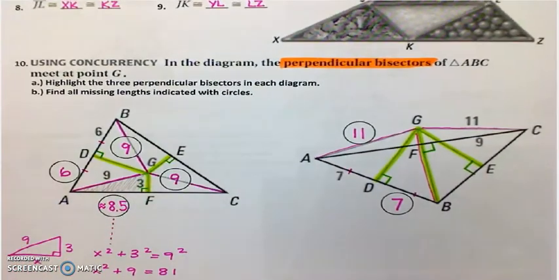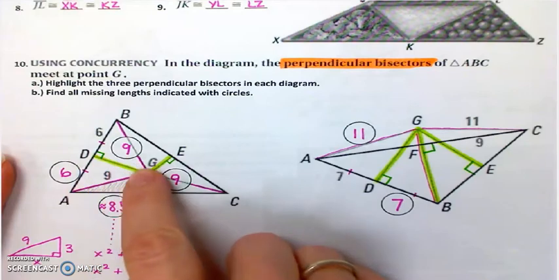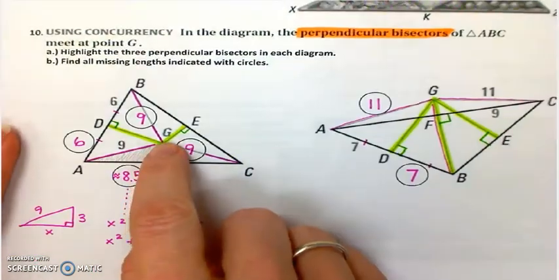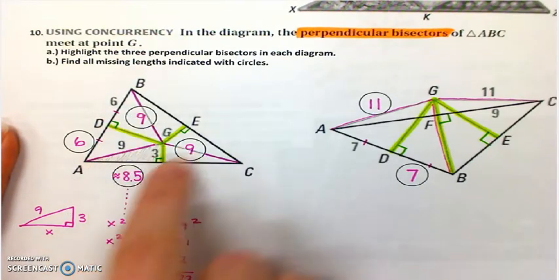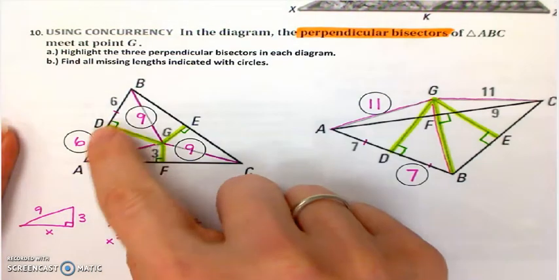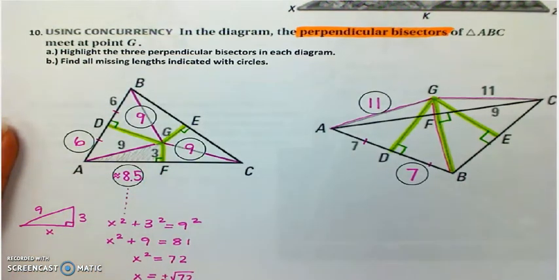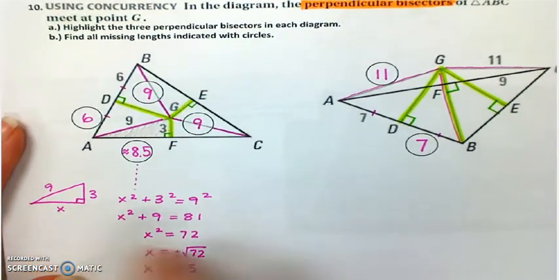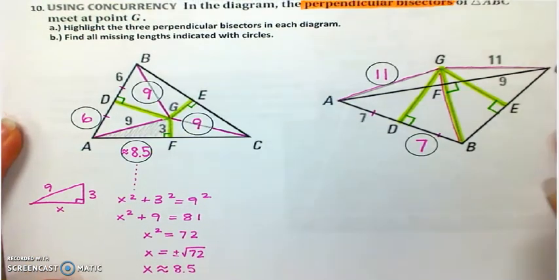On the perpendicular bisectors page, right here I highlighted the 3 perpendicular bisectors. What's cool about that circumcenter is that it's the same distance to each vertex. So the 9, the 9, and the 9 are all the same. D is a midpoint, so those are both 6. And for side FA, you had to use the Pythagorean theorem on that little shaded triangle. So I got the square root of 72 for that length.